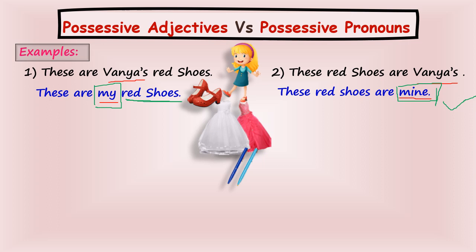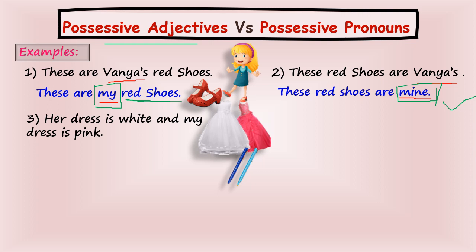Is it clear? And remember one more thing, that possessive adjective always falls before the noun, as it describes the noun. But possessive pronouns generally, mostly, usually fall at the end of the sentence, because the possessive pronoun itself tells that this thing, we never use a noun with a possessive pronoun. Let's take a few more examples, children.